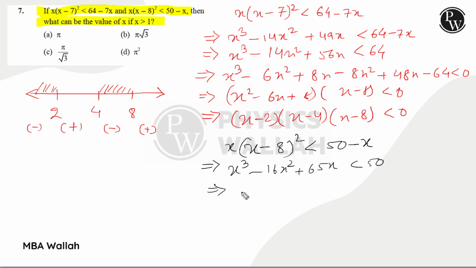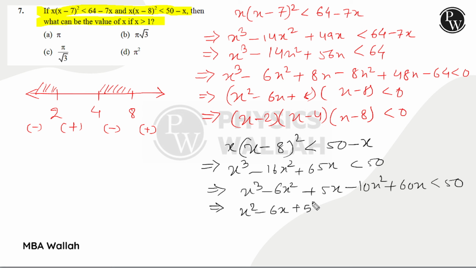This can be written as x cube minus 6x square plus 5x minus 10x square plus 60x is less than equal to 50. Splitting the terms here, from this onward all I need to do is factorize it into a quadratic. The first quadratic that I will get is x square minus 6x plus 5, and the other expression will be x minus 10, that is less than equal to 0. That makes sense. This is very easy to factorize now. This is going to be (x minus 1)(x minus 5), and this is obviously (x minus 10) less than equal to 0.